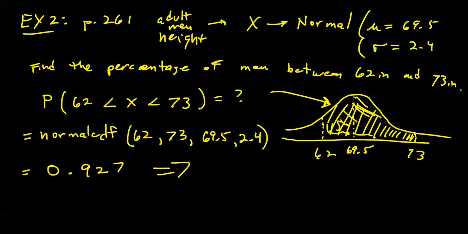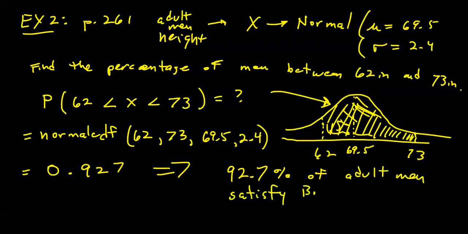Okay? So I'll say 92.7% of adult men satisfy the British Airways height requirement. Okay, so that's example 2.